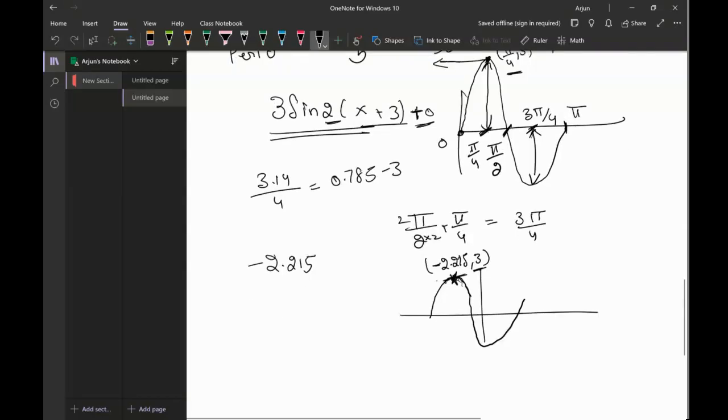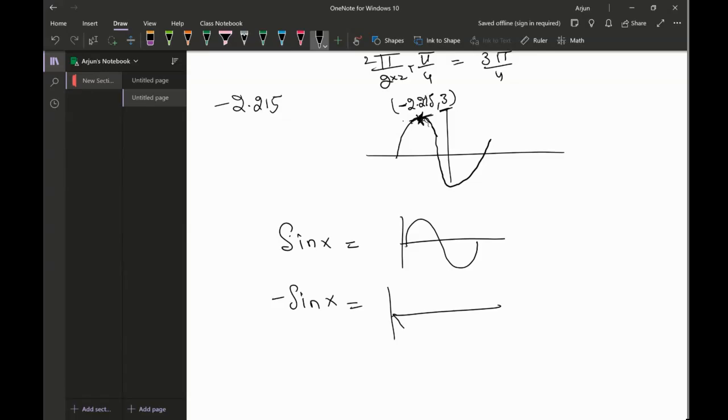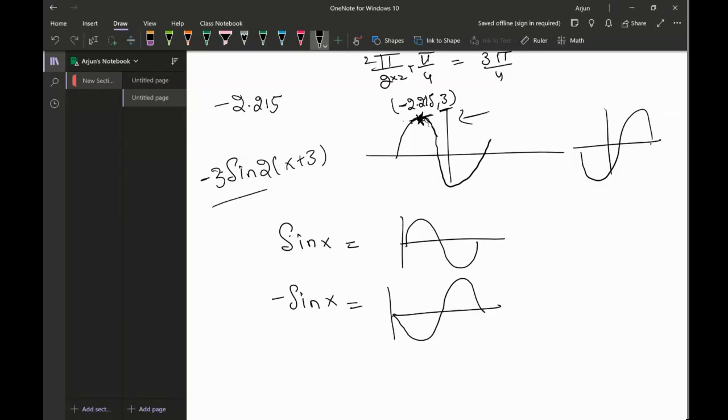Now, just before I jump onto Desmos, one more thing I wanted to tell you. If the graph is like this for sine x, and if it is negative sine x, it means there is a reflection in the horizontal axis. So the graph is going to flip upside down, something like this. If I put it as a negative number, negative 3 sine, well, here it should have been 2x plus 3. So the graph is going to turn upside down if there is a negative in front.